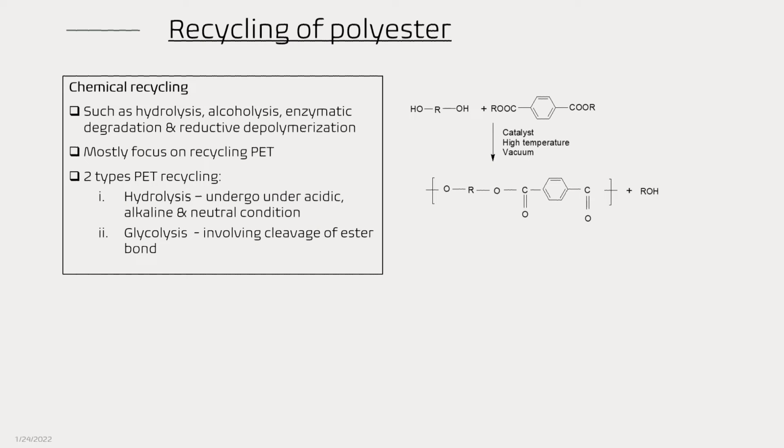Recycling of polyester. Polyester only undergoes chemical recycling such as hydrolysis, alcoholysis, enzymatic degradation, and reductive depolymerization. Mostly focus is on recycling PET, or polyethylene terephthalate. There are two types of PET recycling, hydrolysis and glycolysis. Hydrolysis is undergone under acidic, alkaline and neutral conditions, while glycolysis involves cleavage of the ester bond.